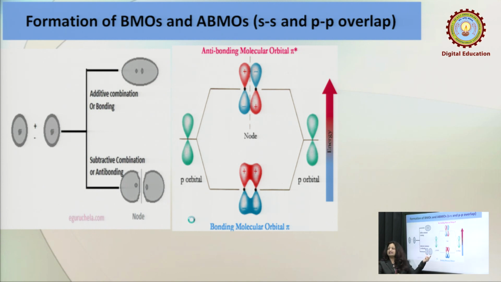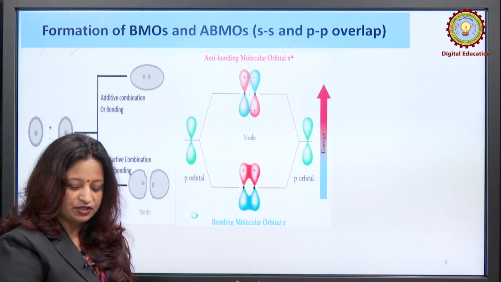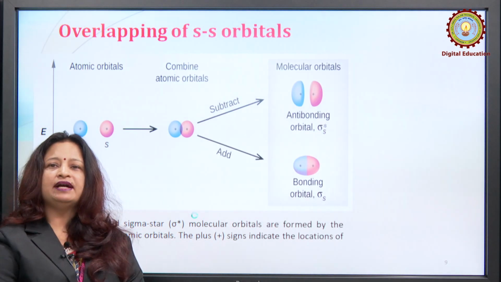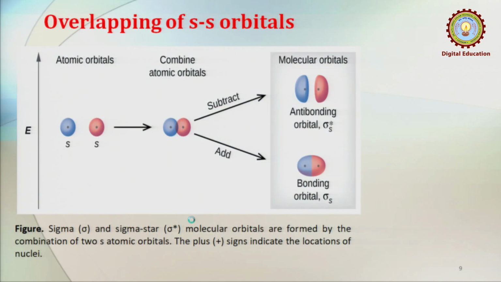Here you can see the shapes get distorted. Here the bonding molecular orbital is being formed. We can consider other atomic orbitals as well. So, we are going to consider the s-s overlap at first. Overlapping of s-s atomic orbitals.